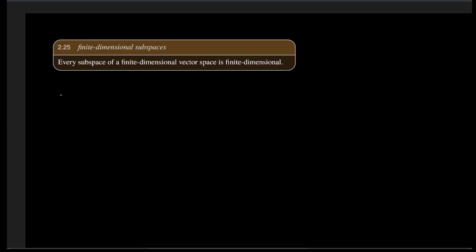Okay, last result of the day. Let's prove that every subspace of a finite dimensional vector space is also finite dimensional. This seems intuitive, but it is actually maybe not quite as easy to prove as you might first think. It's not a terrible proof, but it's going to rely on what we just did before, which was kind of involved. So here's the idea.